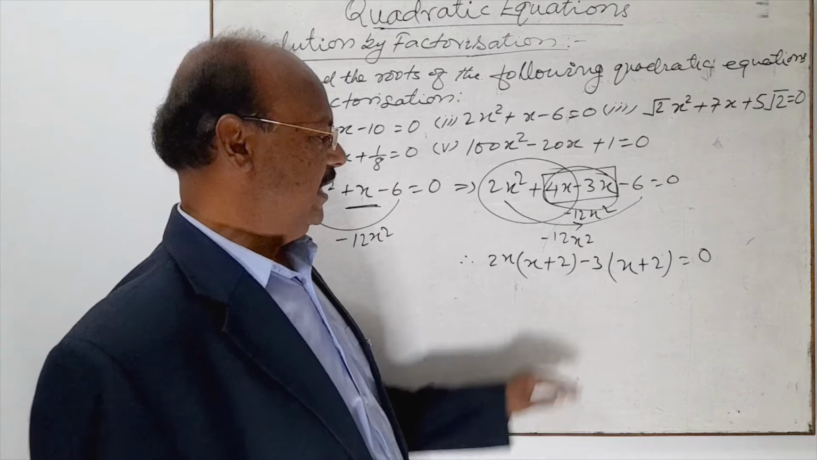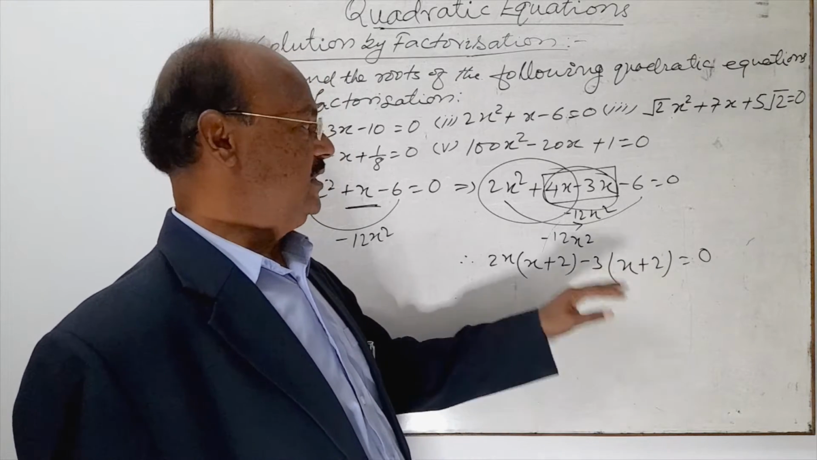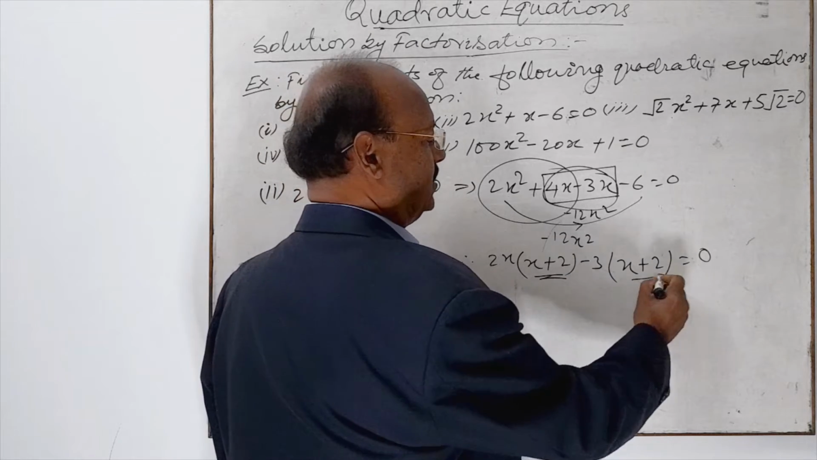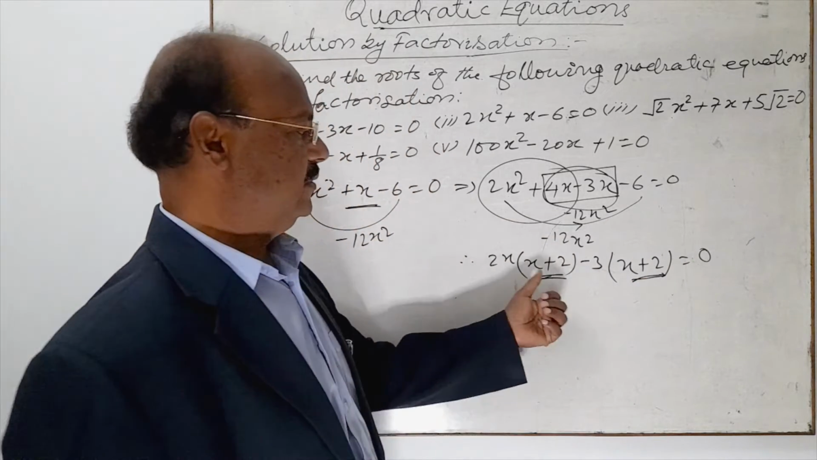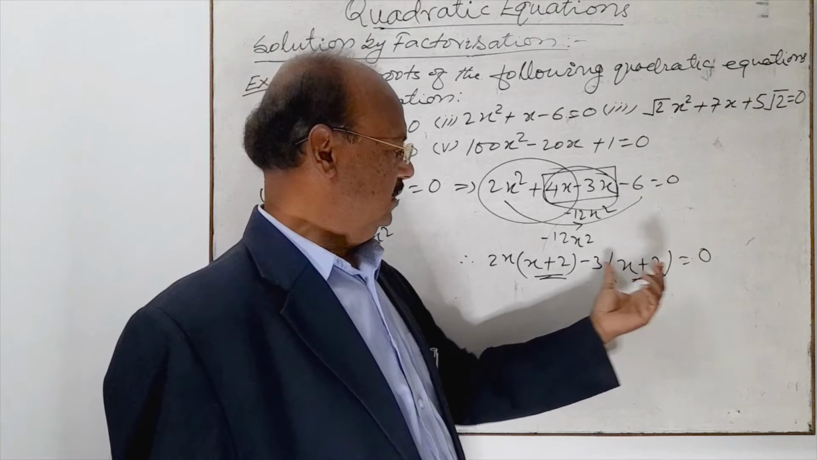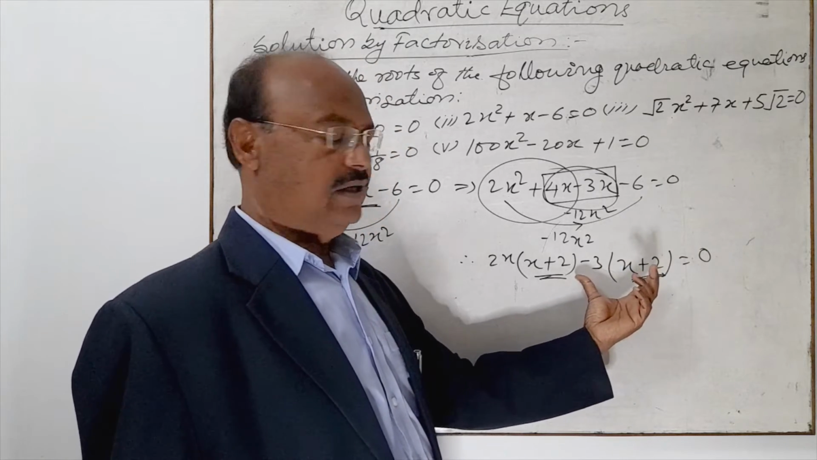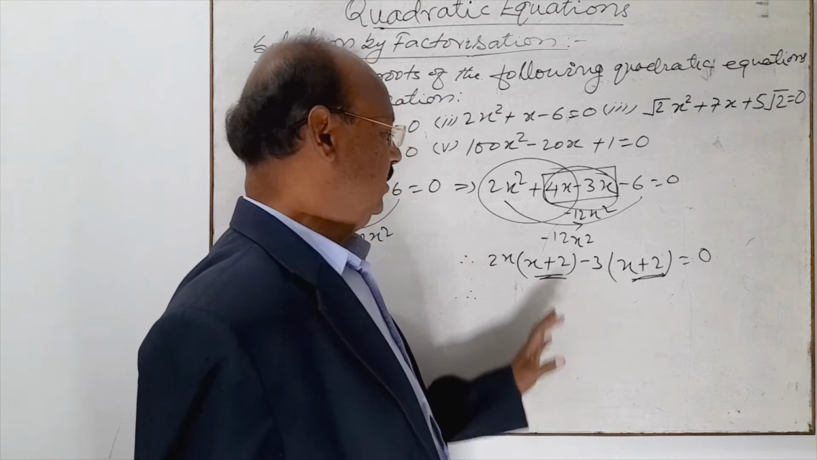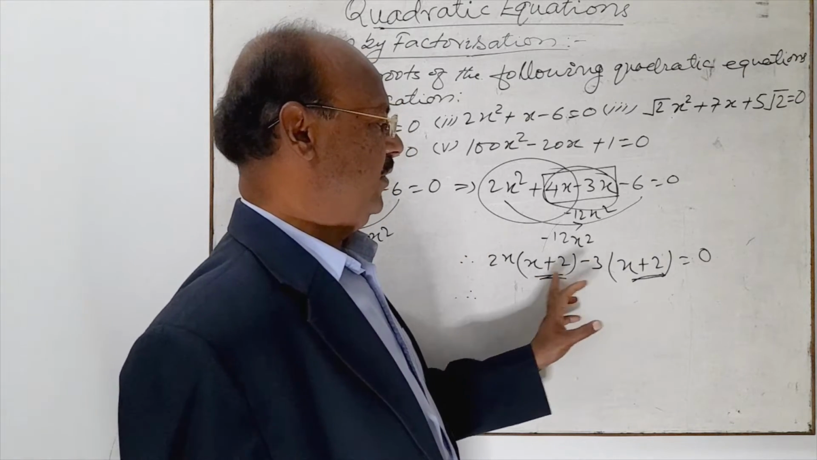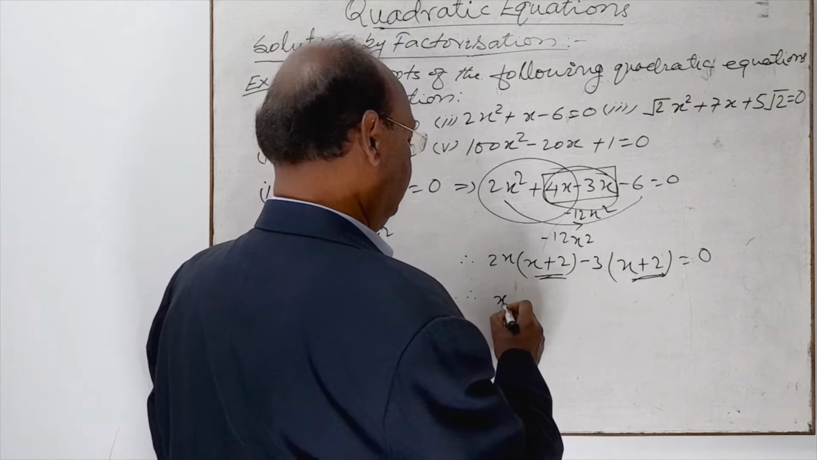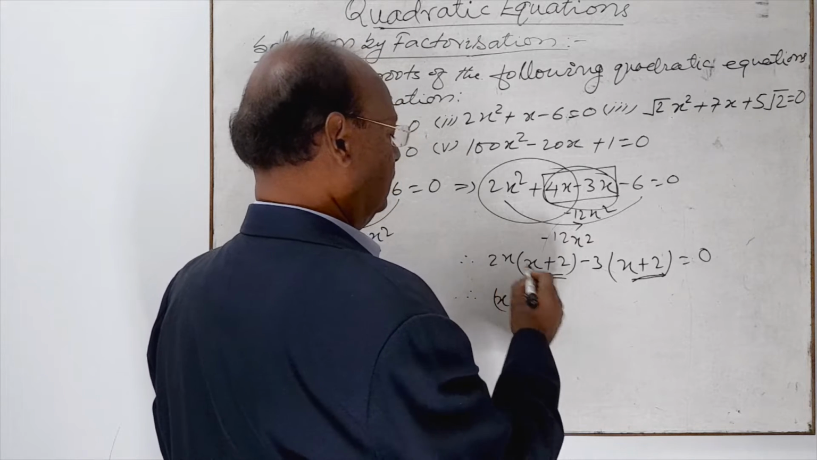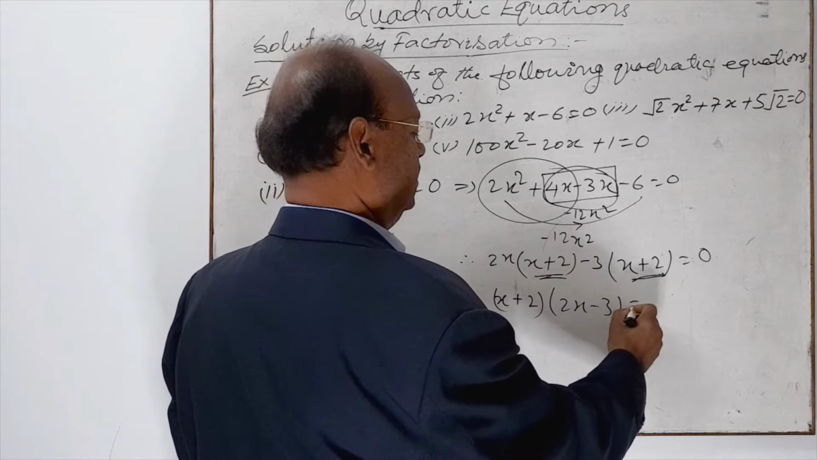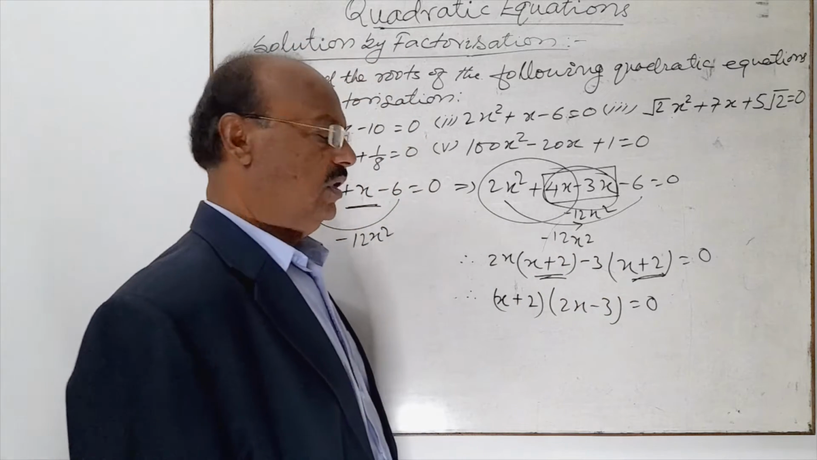You have to check at this step also, as we have discussed in the first question, that the expression inside the brackets should be the same. Here x plus 2 is in both of the brackets. So this is correct. Now in the next step, you have to take this common from these two terms. If you take x plus 2 common, from the first term you will get 2x and next is minus 3 is equal to 0. Correct?